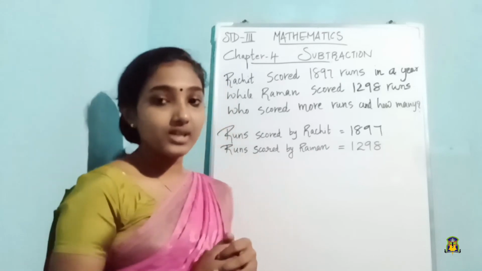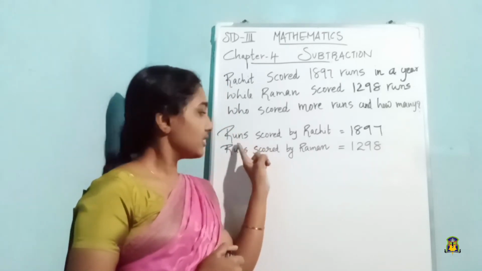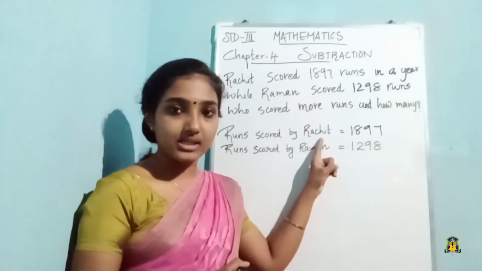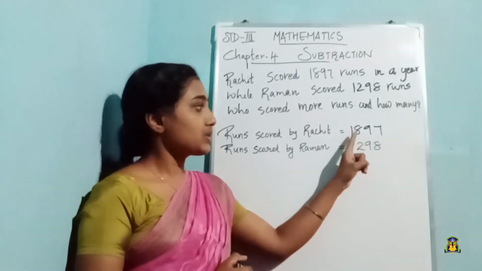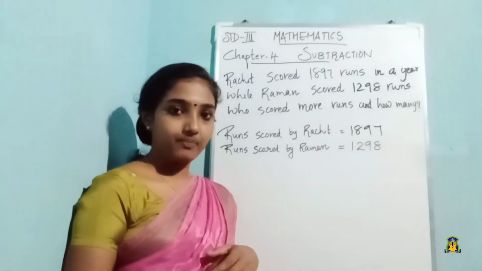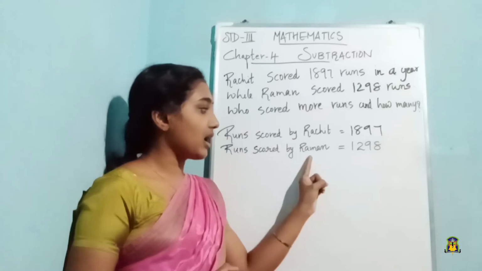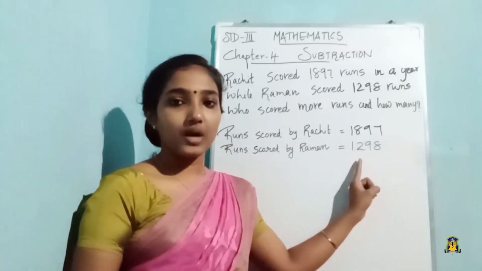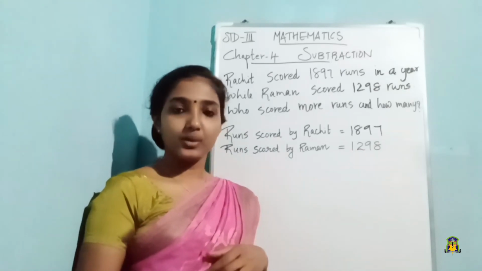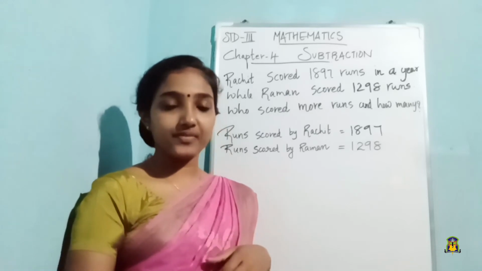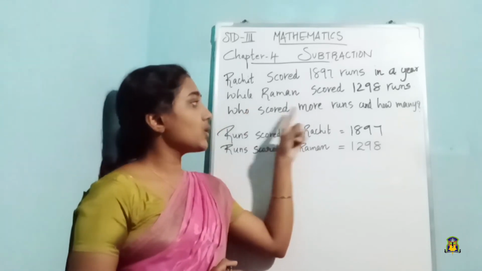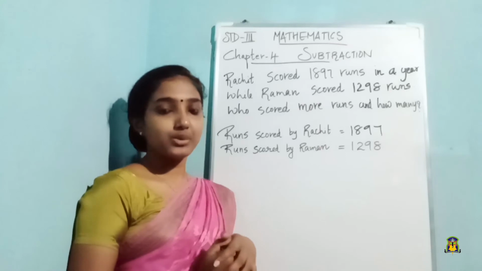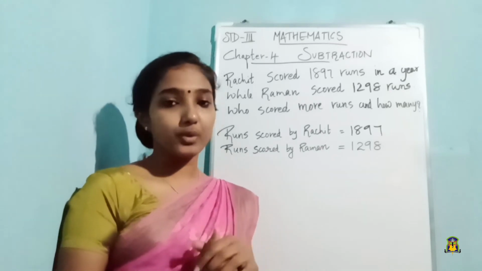Okay, so first, what all things are given? Runs scored by Rajat is given and it is 1897. And runs scored by Raman is equal to 1298. Okay, and now we have to find who scored more runs. First we have to answer that question. Who has scored more runs?